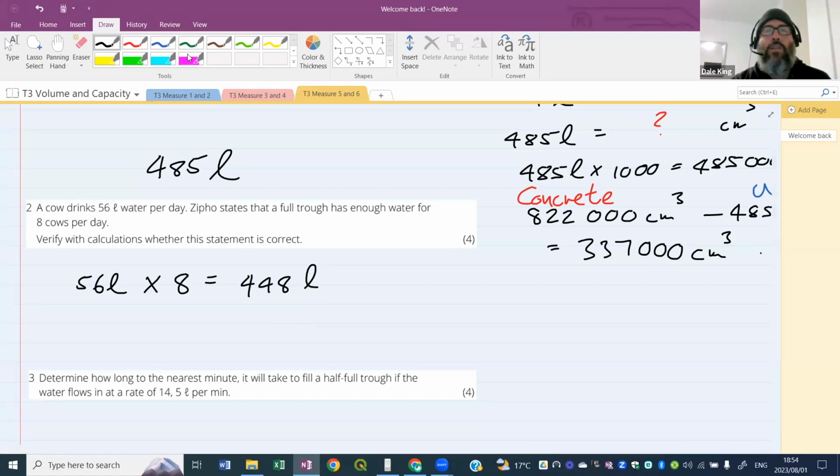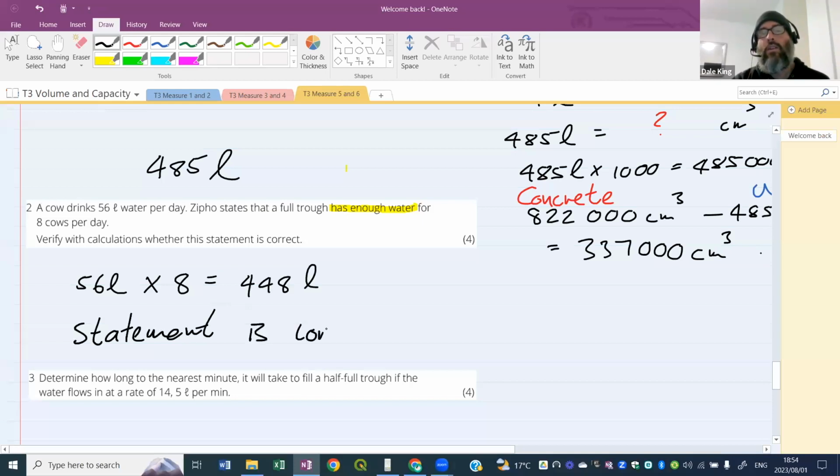Now, all you people that are saying he's not correct, careful with the question. Look here. It says, Zibo states that a full trough has enough water. Well, it does, because a full trough has 485 liters. His 8 cows only need 448 liters. So yes, the trough has enough water for his 8 cows for one day. So the statement is correct. It's enough.